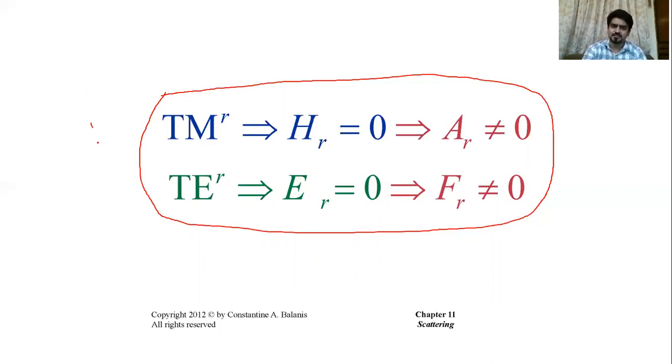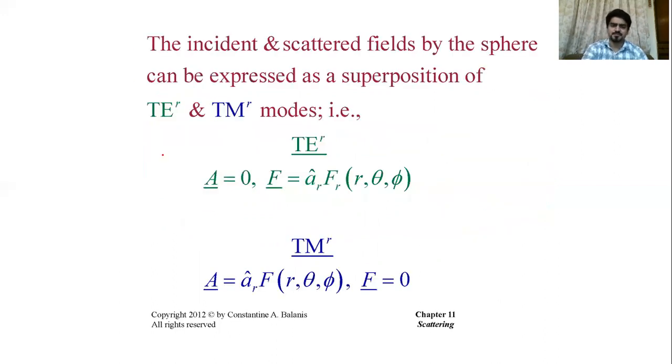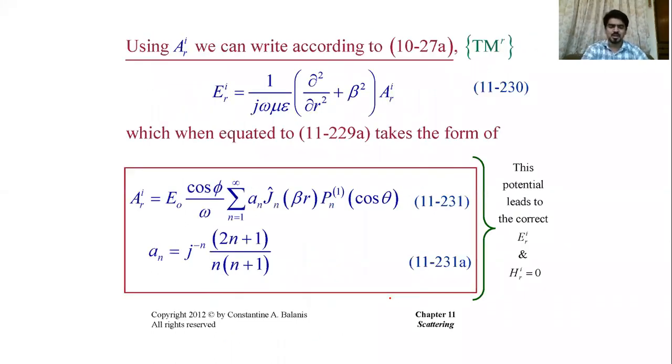So we know that for TM to r, Hr is going to be 0 and Ar is going to be non-zero. That is the only component which will be non-zero. For TE to r, only Fr is going to be non-zero. We have gone through this. So for TE to r, this will be your vector potential F, and for TM to r, this is your vector potential. Actually, this should be capital A, not capital F. This should be capital A, Ar, and then the vector potential F is 0 for TM to r.